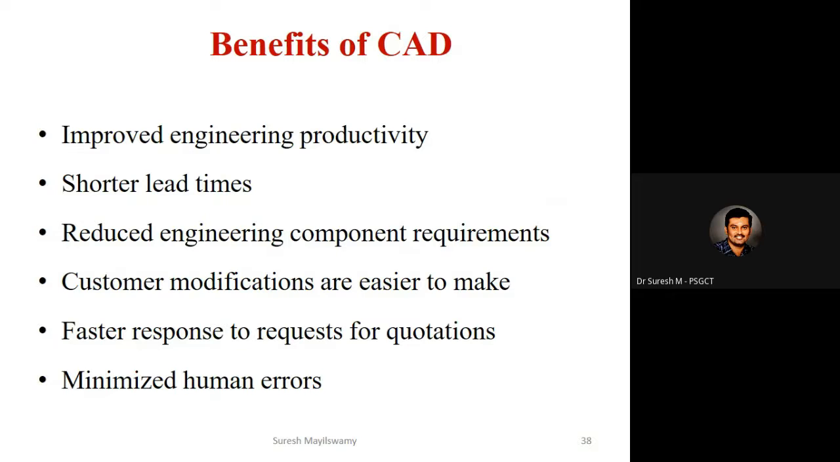So faster response to request for quotations. Suppose a quotation is raised by the marketing team, then we can easily respond to the request. So this is my duration to develop this product, and I will give you the design within 2 days. That promise we can make. Also minimize the human errors. So by using a software, we can eliminate the human error, or otherwise we will minimize the human error. And improved accuracy of design. So accuracy of design is improved here.